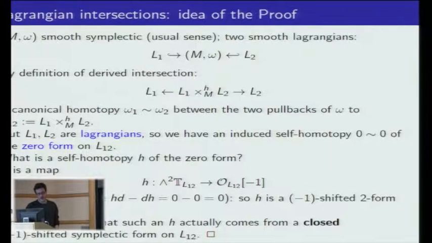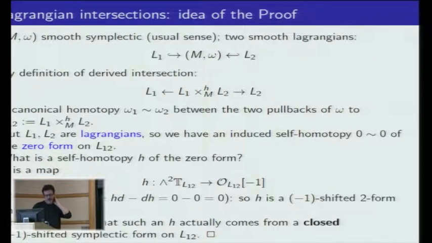In the usual case, everything is smooth, non-derived, everything is classical. So I have L1 and L2 inside M. M is symplectic. Then I take the derived intersection, not the intersection. And since this is a derived fiber product, there is a canonical homotopy between the two pullbacks of omega to L1 and L2. This is by definition, if you want, of derived fiber product. But L1 and L2 are Lagrangian, so this canonical homotopy gives you actually a loop at 0. So you compose with the path that you had before, and you get the loop at 0.